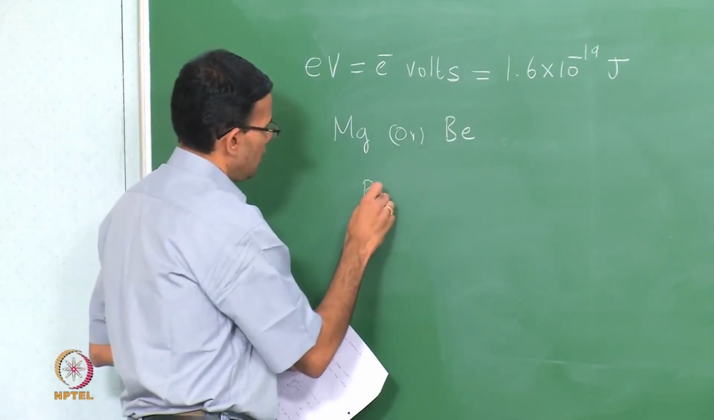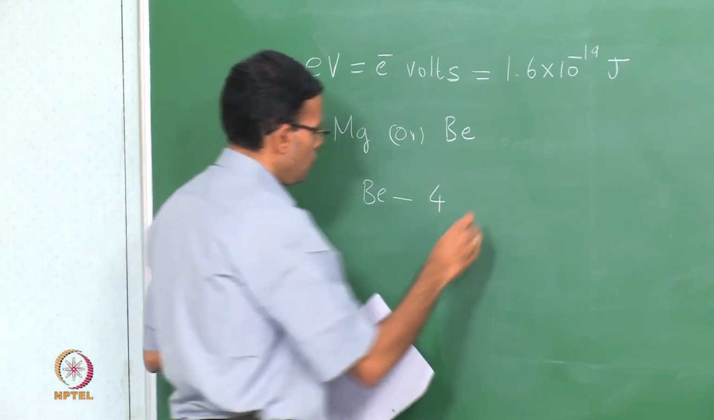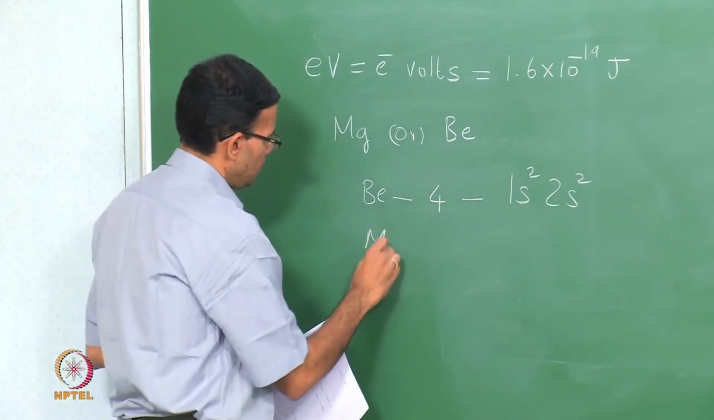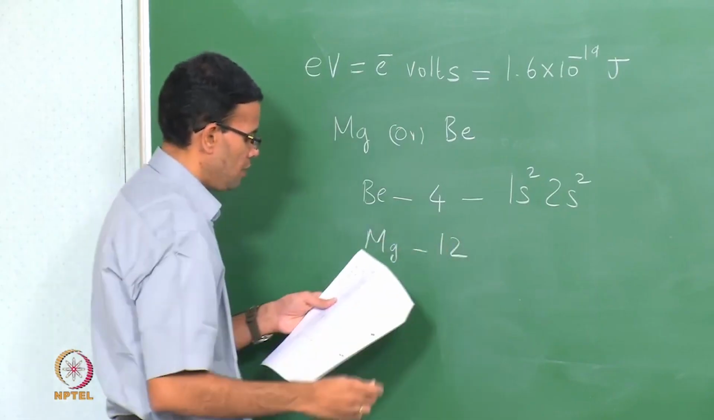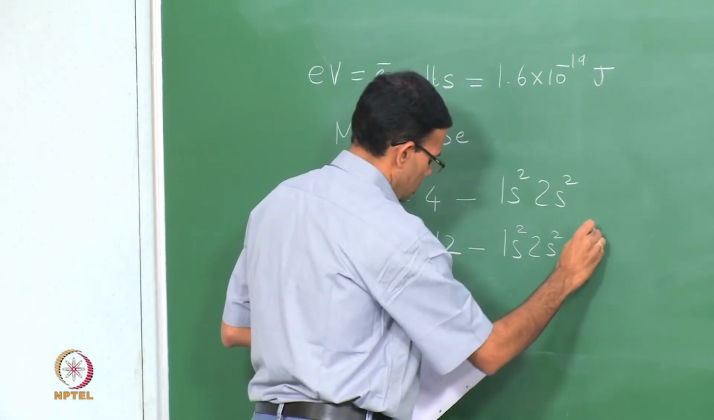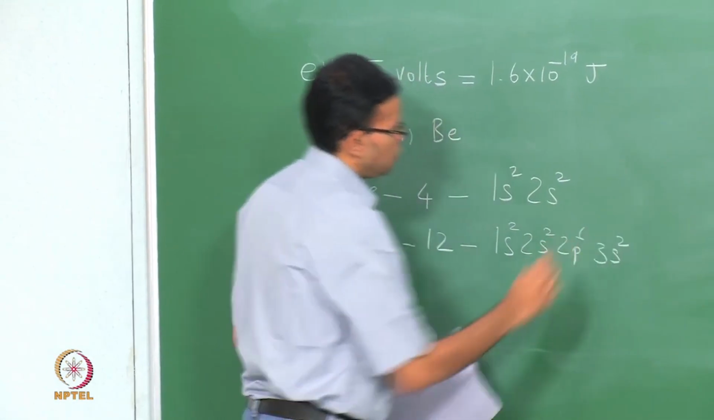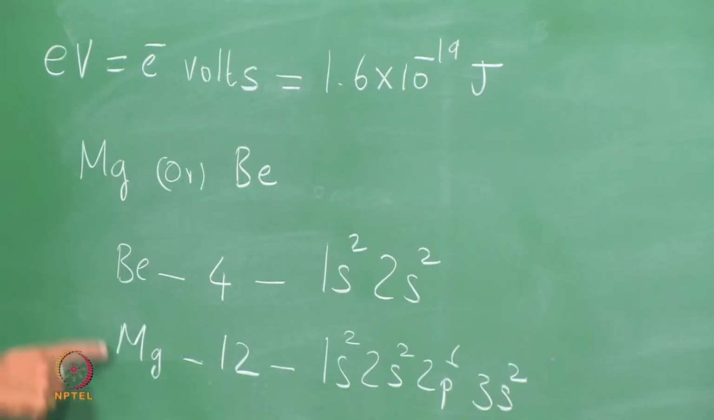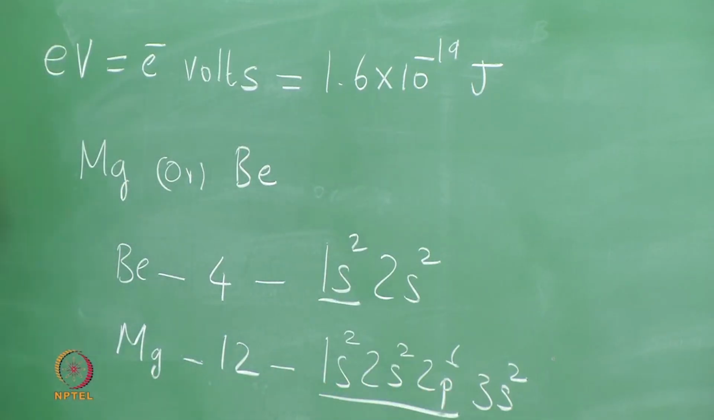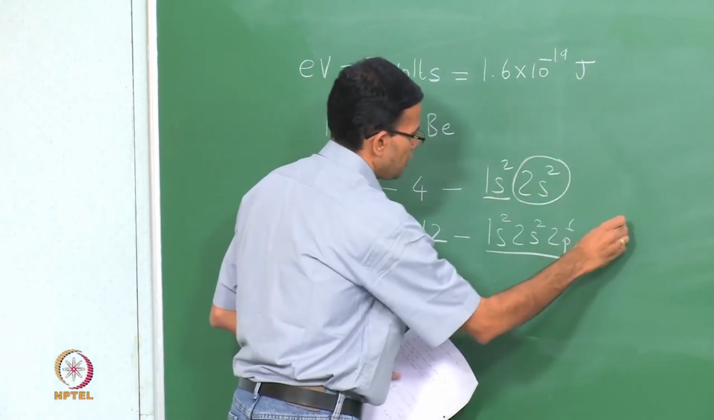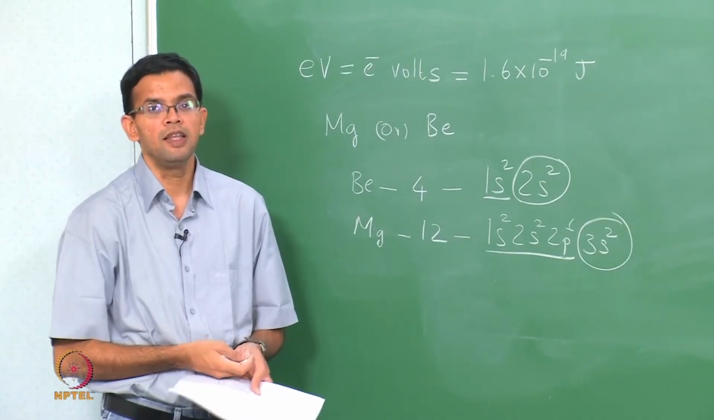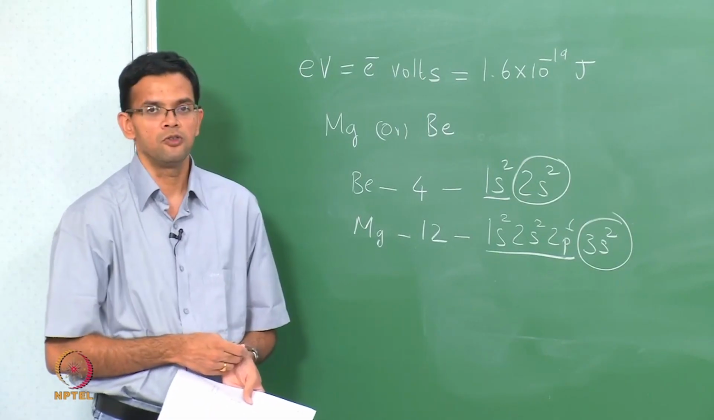Beryllium has an atomic number of 4, so it has an electronic configuration 1s2, 2s2. Magnesium is below beryllium in the periodic table, and has an electronic configuration 1s2, 2s2, 2p6 and 3s2. Once again, for both of these elements, these are the inner shell. So your outer shell is essentially an s2 configuration. This configuration is the same as in the case of helium. We saw that helium has a 1s2 configuration.